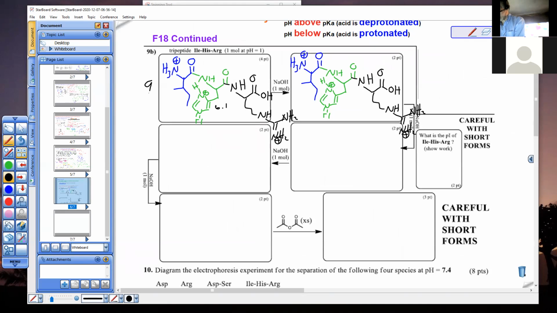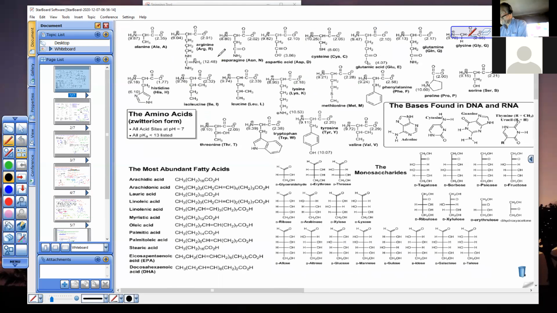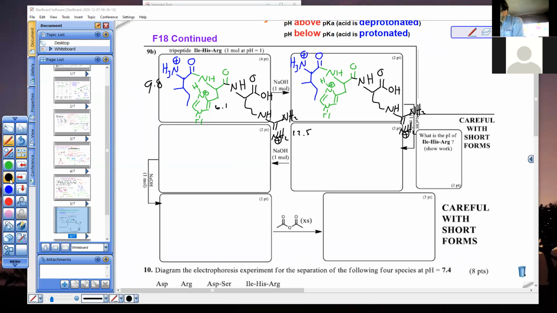9.8. We need these numbers because if we're not taking the right H's off at the right time, 12.5. And I can't remember. What was it? Arg, carboxylic acid on the right side, 2.0. Which one's coming off first, ladies and gentlemen? A 2, a 12.5, a 6.1, or a 9.8?